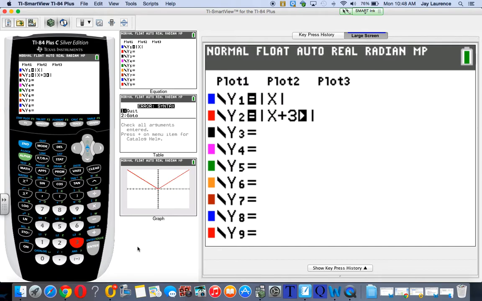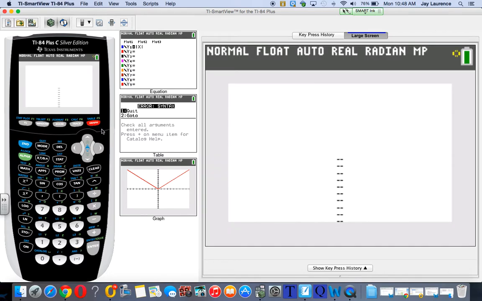Well, remember, when something was added outside the absolute value, it shifted the whole V up. If something is added inside the absolute value, do you think it'll shift it maybe to the right? What do you think? Make a prediction, and then let's see what happens. All right, here we go. I'm going to hit graph.